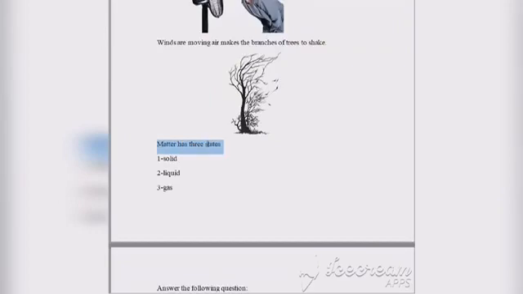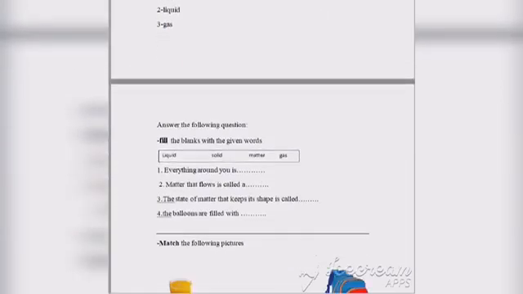Matter has three states. We talked about all the states of matter: solid, liquid, and gas. These are the three states of matter. Very easy. Let's move on.